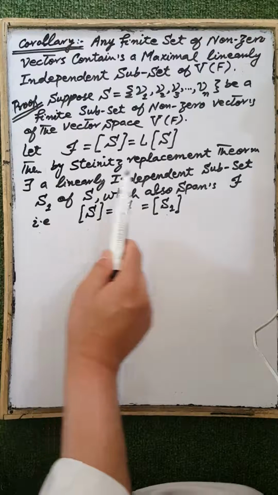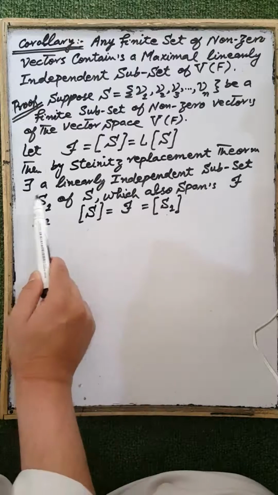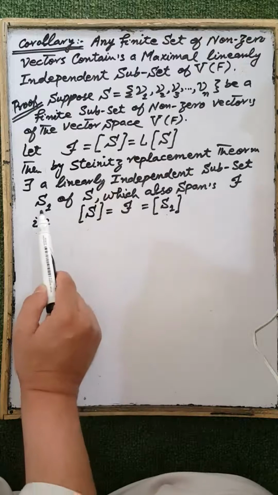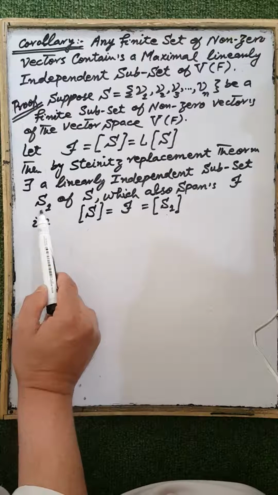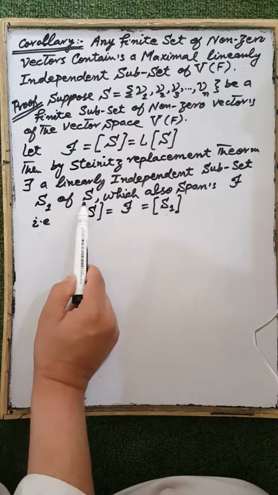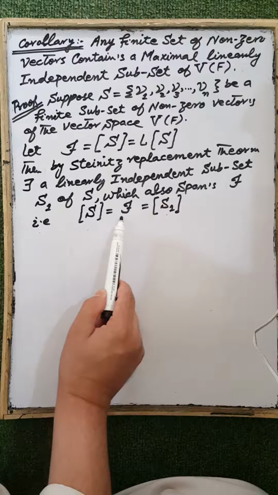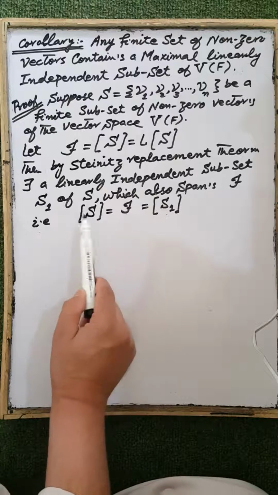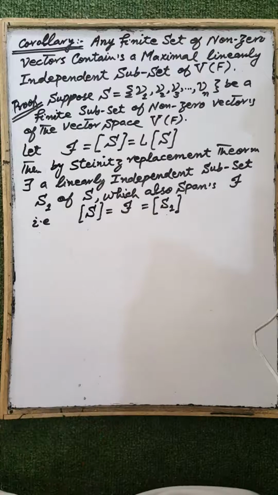Then by the standard replacement theorem there exists a linearly independent subset S1 of the set S, which also spans the subspace T, that is, the subspace T is spanned by the elements of the set S.